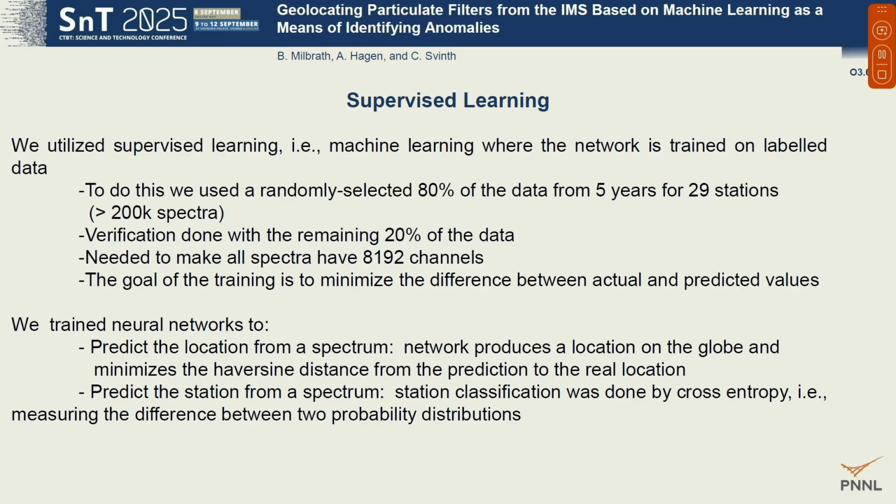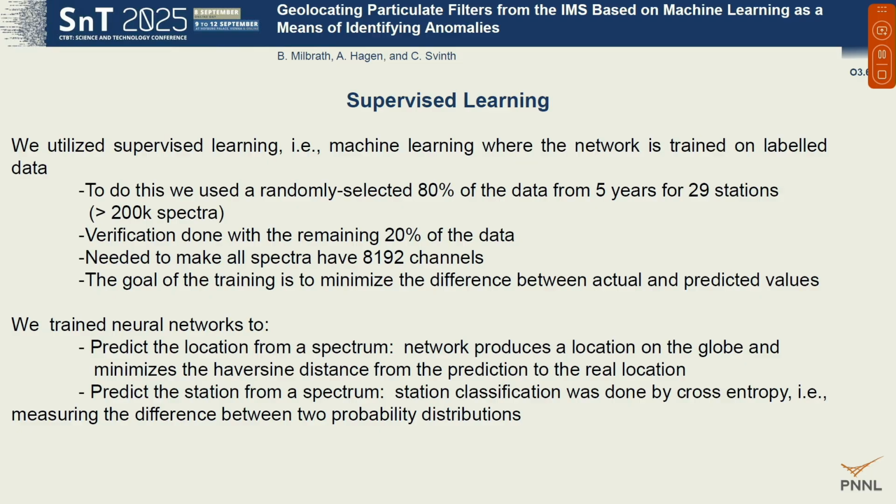So for our study, we used supervised learning. That's where the machine learning network is trained on labeled data. We used 5 years of data from 29 stations, over 200,000 spectra, 80% for the training and 20% for the testing. One of the very first things we had to do was get all the spectra to have the same number of channels. And of course, the goal in your training is to minimize the difference between actual and predicted values of what your resulting network produces.